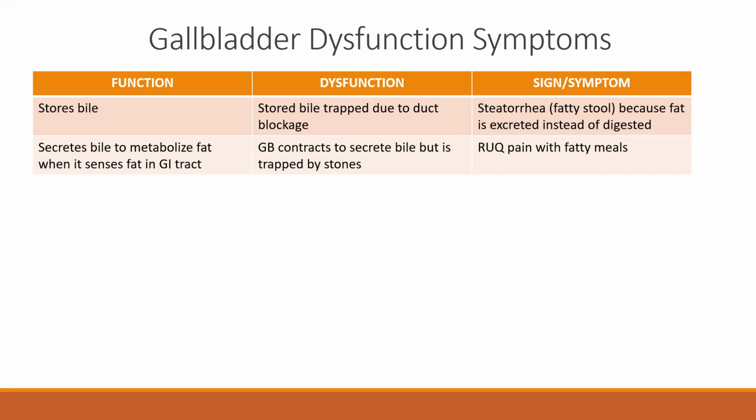So when you see steatorrhea in your patient's stool, it can be from the liver not making bile or from the ducts being blocked, so bile can't get to the intestines. When the gallbladder senses fat, it contracts to expel bile. But if there's gallstones blocking the duct, it will continue to contract in an attempt to release the bile. This is very painful, and patients will complain of right upper quadrant pain with fatty meals.